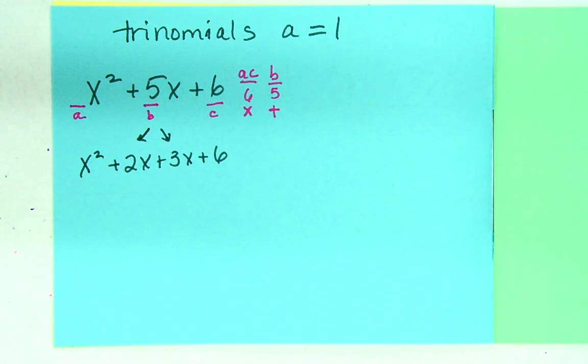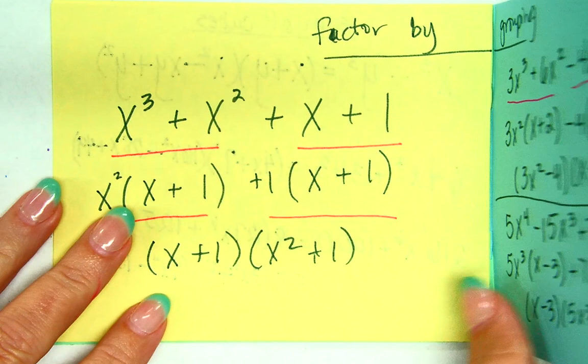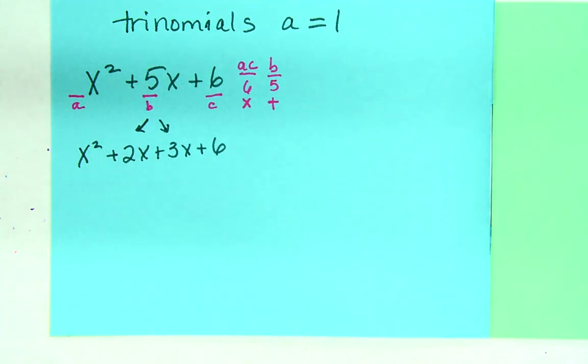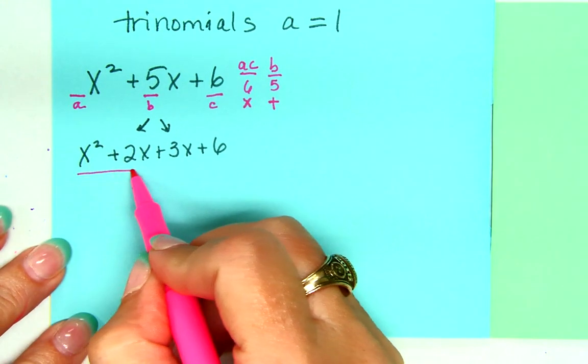4. Oh, I really wish we knew how to factor with 4 terms. We did. Oh my gosh, that's what we did yesterday. Grouping. Remember? That's right there. If you need to look back, right? So I need to group these 2 and these 2.